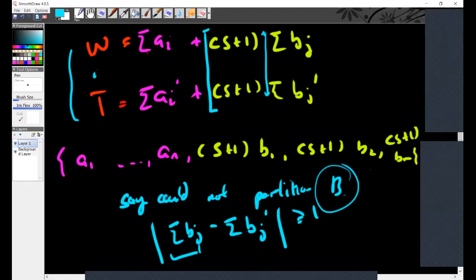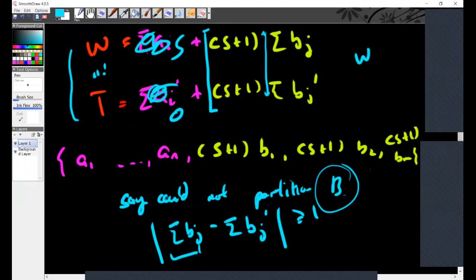Because we want them to be equals, right? This is what we want, right? Well, the answer is no, because in the worst case, or in the best case, W can take all the items from A and T takes none of them. In which case W has this and T has this, but the difference remains the same. Like this is s plus 1, right?